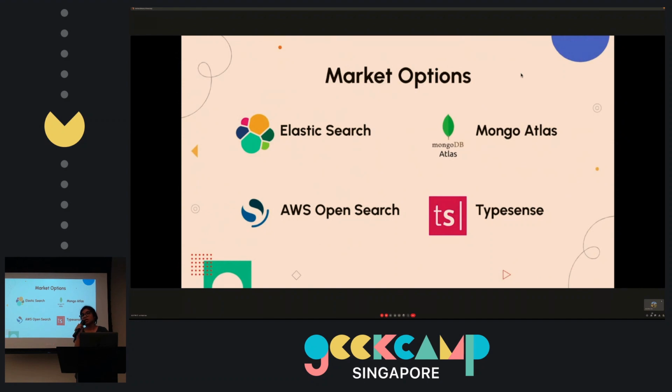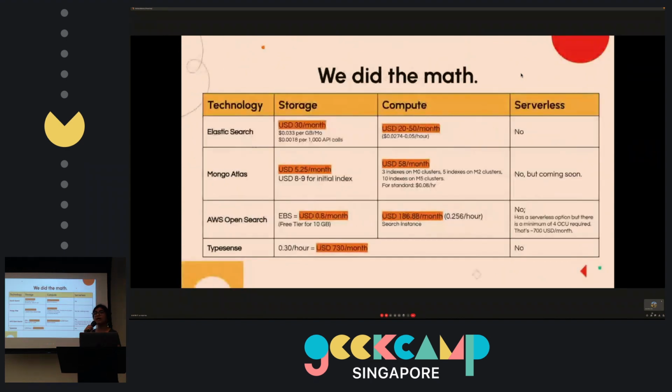So we went back to the market and we considered market options. Elasticsearch was the main go-to, most obvious go-to, for good reason. We had Mongo Atlas, then we considered AWS OpenSearch, and we considered a new open source search engine that's sort of new in the market called TypeSense. And then we did the math.